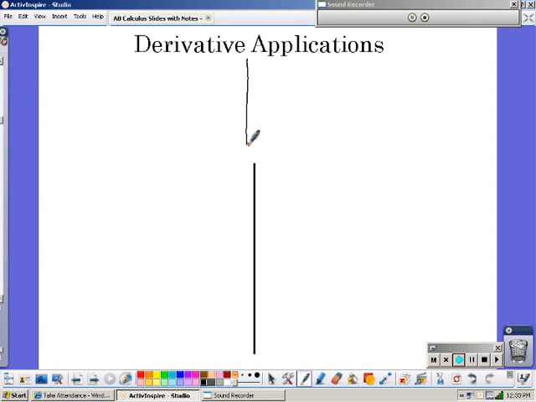So on your paper, take a second to sketch this very rough sketch that we've looked at before when we just started looking at derivatives. So something that kind of curves like this. It doesn't have to be exactly the same, but a rough curve.